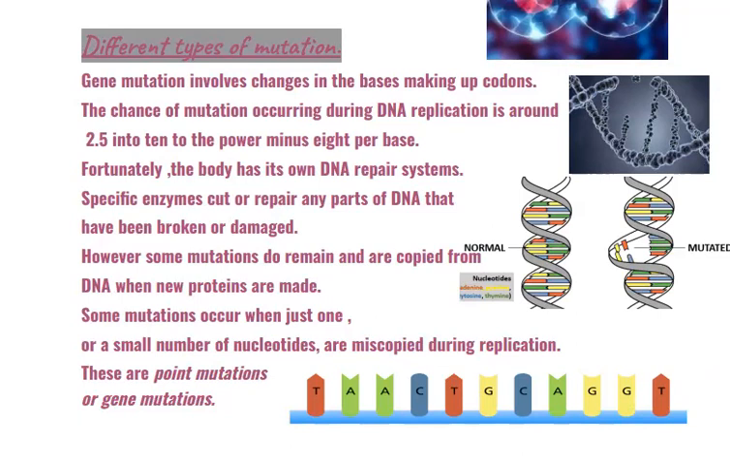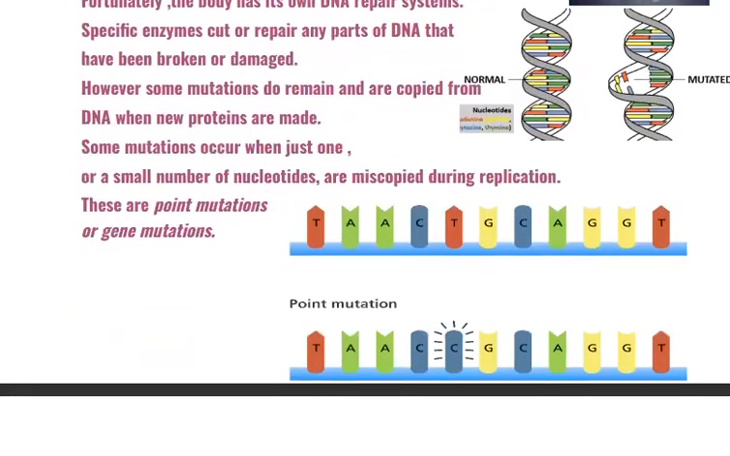Fortunately, the body has its own DNA repair systems. Specific enzymes cut or repair any parts of DNA that have been broken or damaged. However, some mutations do remain and are copied from DNA when new proteins are made. Some mutations occur when just one, or a small number of nucleotides, are miscopied during replication. These are point mutations or gene mutations.